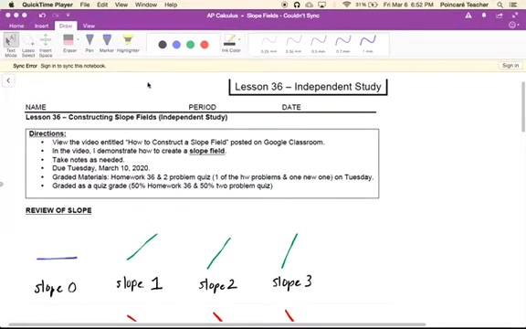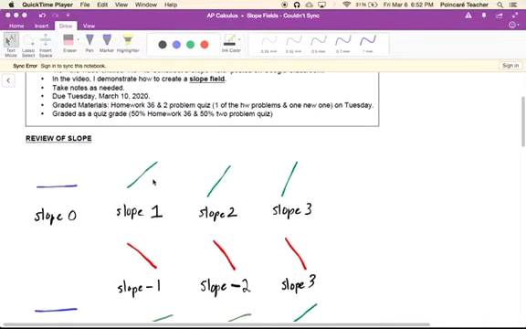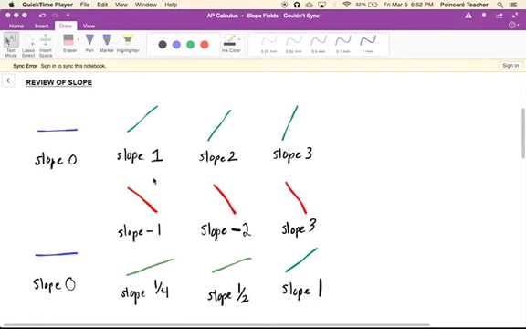So in this video, I'm going to show you guys how to make a slope field. And before I start showing you guys how to do that, just want to review some stuff on slope, specifically how to graph slopes of lines with specific values. So slope is 0. When you draw the line, it will be horizontal, and if the slope increases, then the slope of the line should just get steeper.